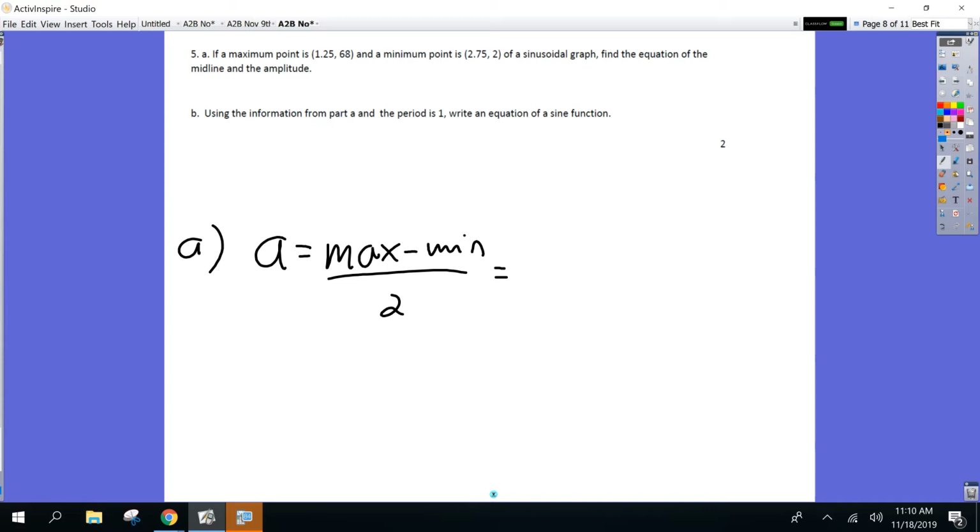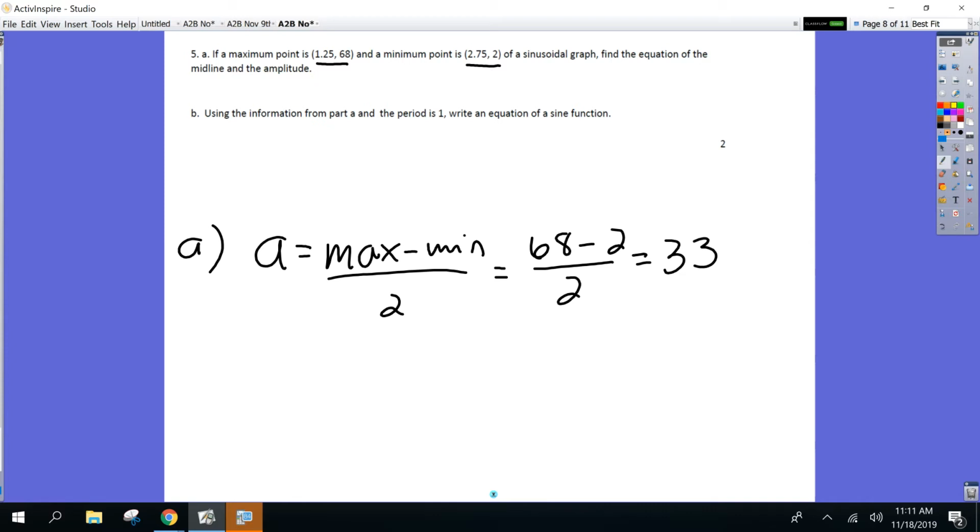All right, well, here was the maximum point. Here was the minimum point. What numbers are you going to take off there? Remember, max to min, not the x coordinates, but the y coordinate. So here we go. Max y coordinate, what do we got? 68 minus the minimum y coordinate, 2, all over 2. Amplitude? 33.